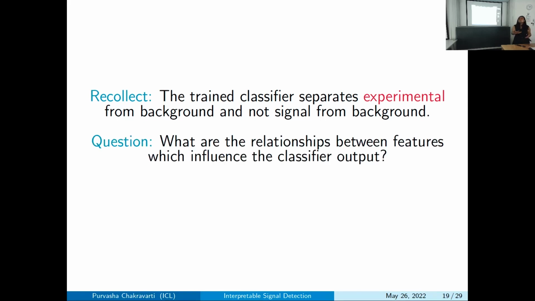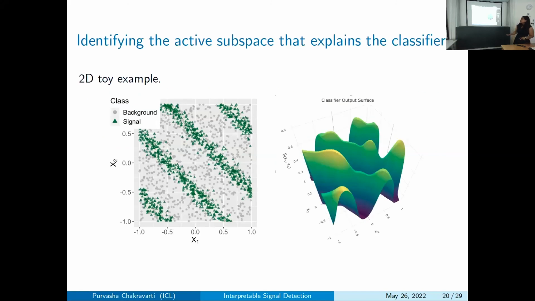So the question is, what are the relationships between the features that are actually influencing the classifier output? How is it deciding between the two classes? Or what are the differences between the two samples, in other words? So what we do, again, I'm going to demonstrate it just through a simple 2-dimensional toy example. Of course, our data doesn't look like this, but it's just easier to explain this way.